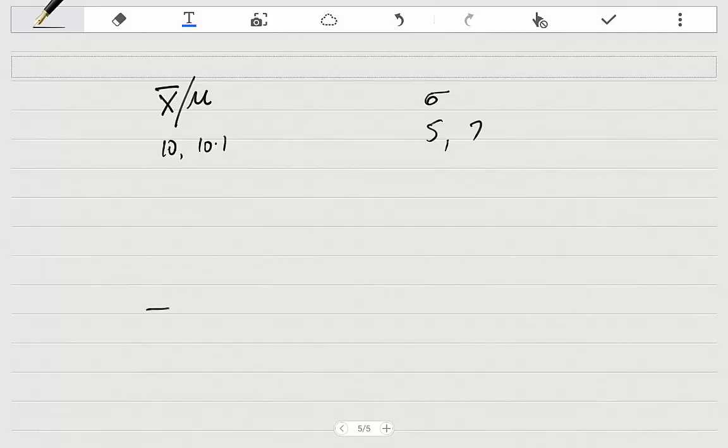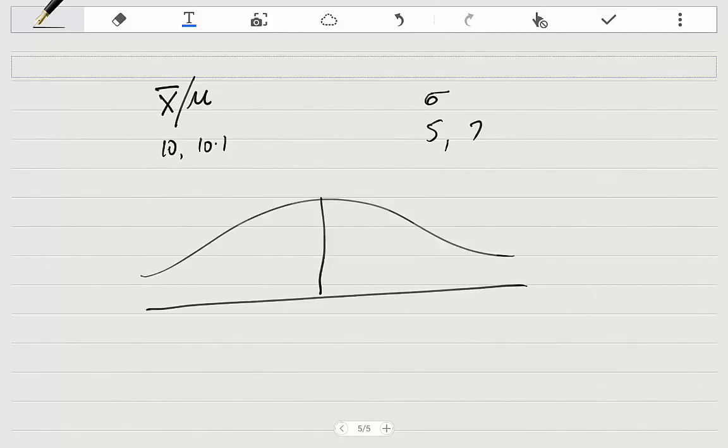But we want to use this to define the location of any data point. Now, intuitively, that should be possible because suppose this is mu, or x bar, this is 10, and you have a standard deviation of, say, 5.